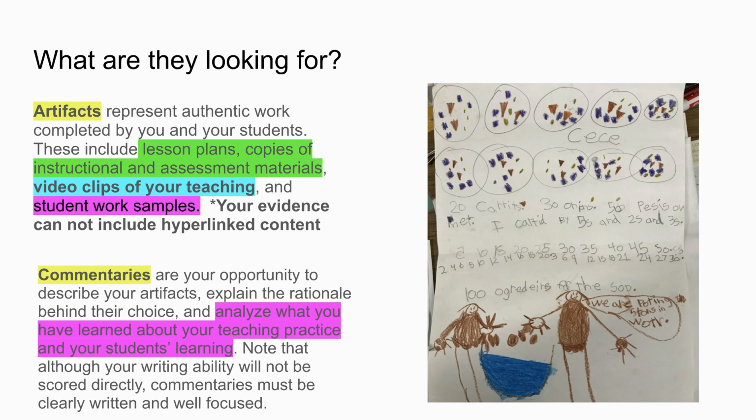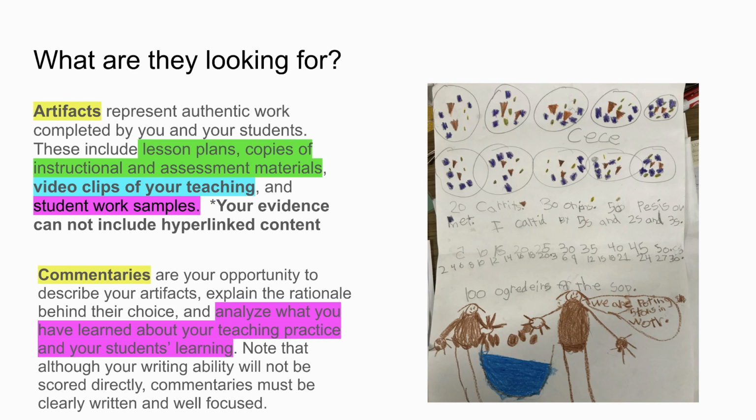The other piece is the commentary. This is where you describe and explain the artifacts that you've selected and the rationale. Why did you make this choice? Why did you pick this particular activity for your students to engage in? Why did you pick this material or tool for your students to use?